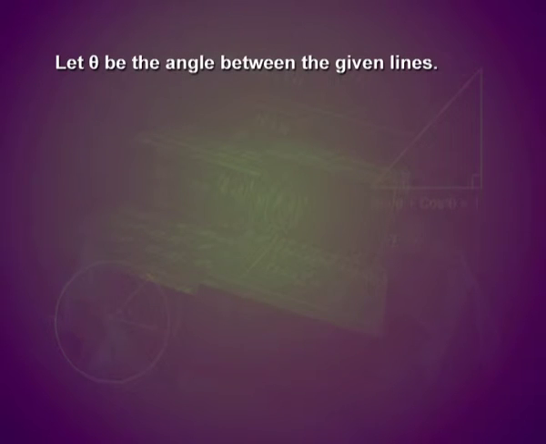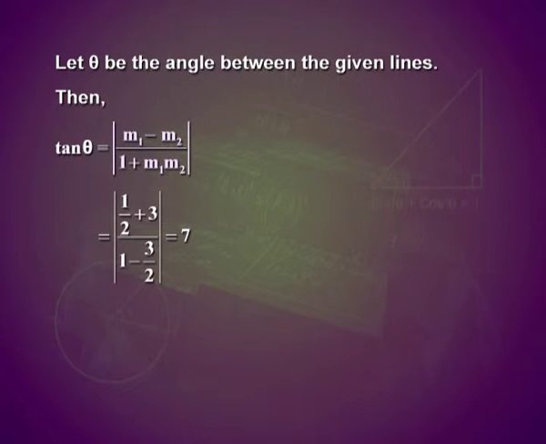Let theta be the angle between the given lines. Then tan theta is equal to the absolute value of m1 minus m2 upon 1 plus m1 m2, that is equal to the absolute value of 1 upon 2 plus 3 upon 1 minus 3 upon 2, that is equal to 7.